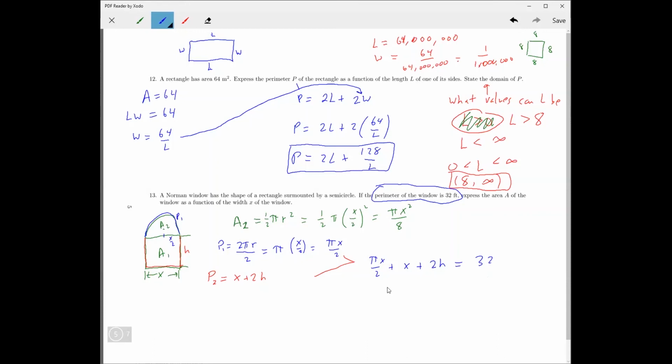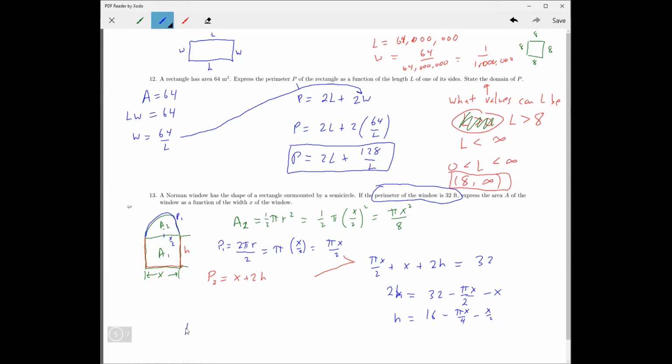Okay, so that means that 2h is equal to 32 minus pi x over 2 plus minus x, which means h is 16 minus pi x over 4 minus x over 2.